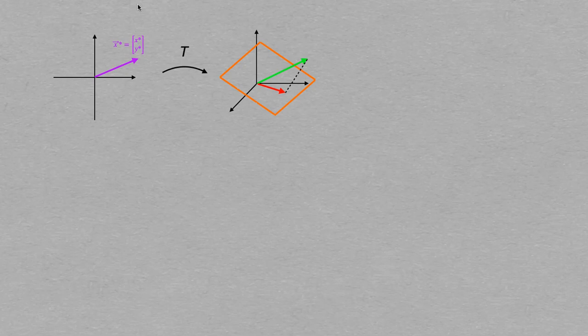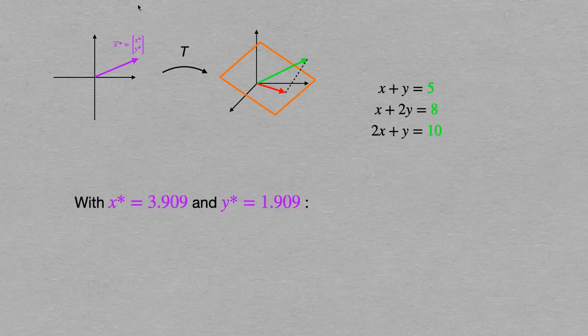So x star, again, is the best solution given that we cannot find a perfect solution. And vector x star in purple is transformed to the red vector, which is the closest to the actual values that we could not reach. So remember, x plus y equals 5, x plus 2y equals 8, 2x plus y equals 10 is the system of equations we were trying to solve. If we try with x star and y star that we found, here is the solution, and we can compare: 5.8 instead of 5, 7.7 instead of 8, 9.7 instead of 10. That's the best we can do.